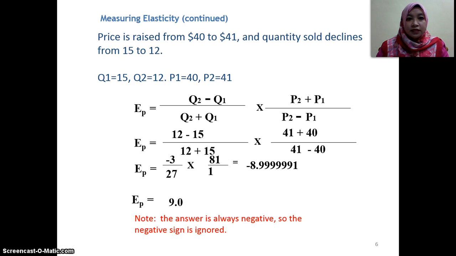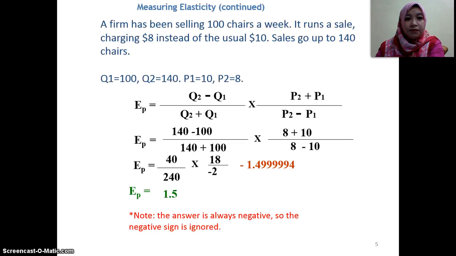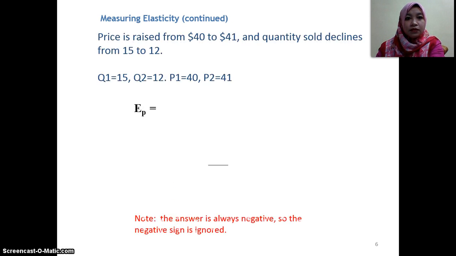So what is the difference between the first answer and the second answer? The second answer EP is more than 1, whereby the previous answer EP is also more than 1. And how about the third example? You can also refer to your textbook for question number 3.